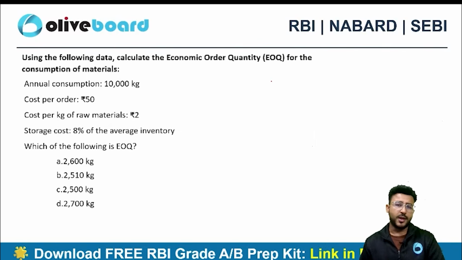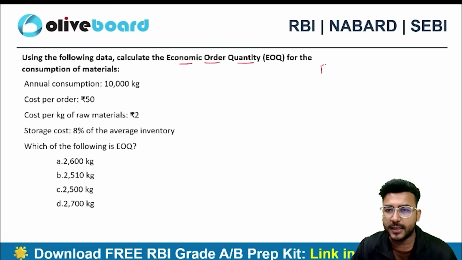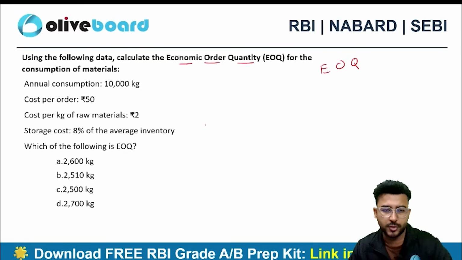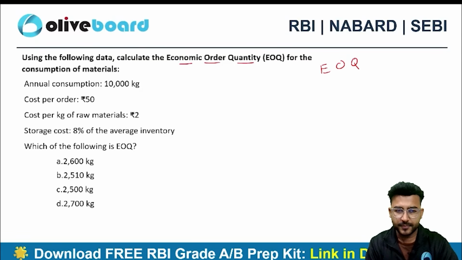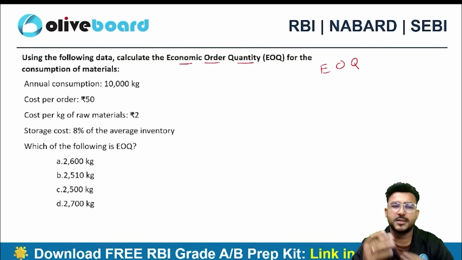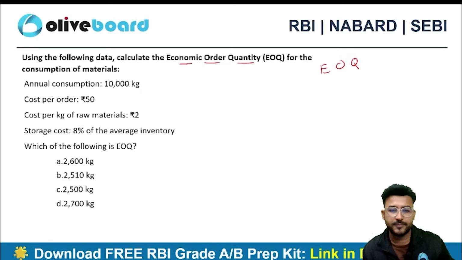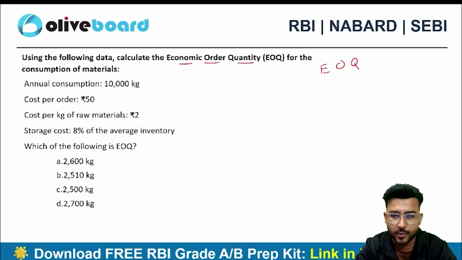Next one. Now, using the following data, you need to calculate the economic order quantity, EOQ. We have the following data. Annual consumption is given. Cost per order is given. Cost per kg of raw material is given as 2 rupees. Storage cost of the inventory is given, and you need to calculate the EOQ, economic order quantity.